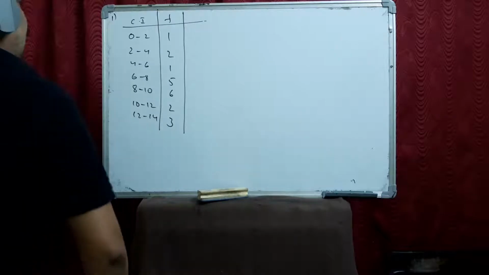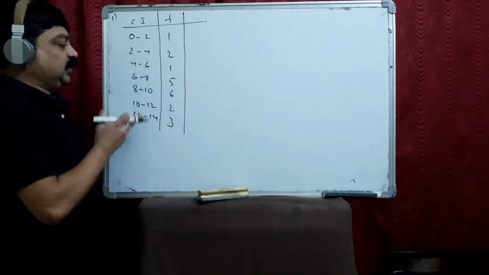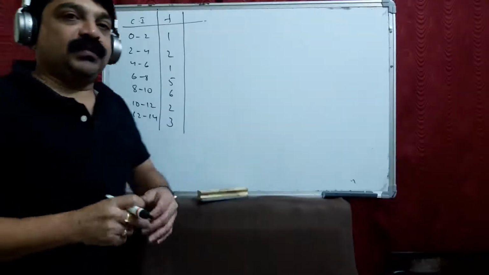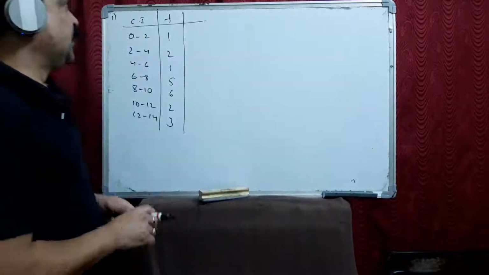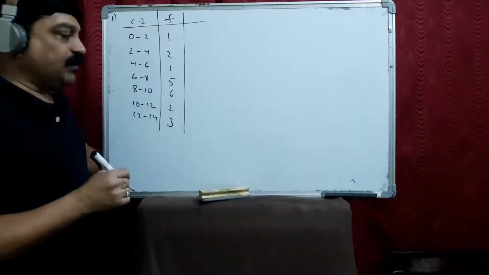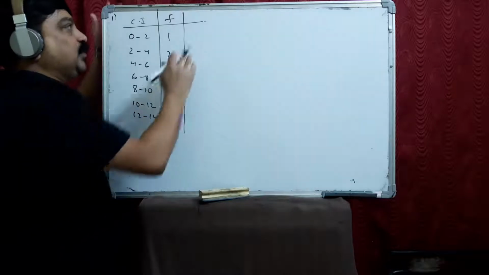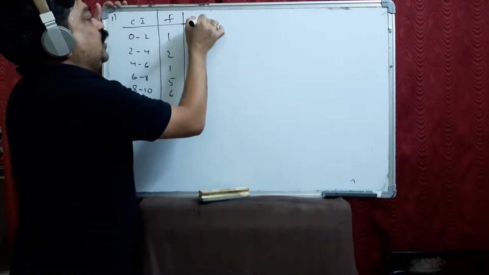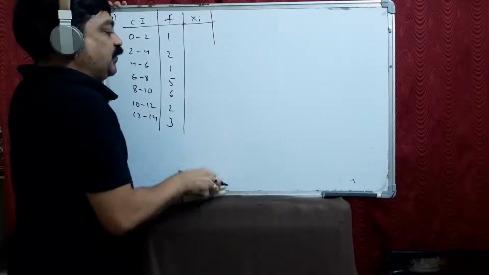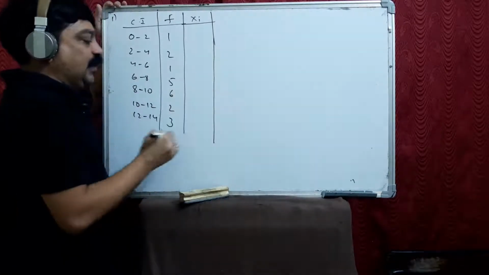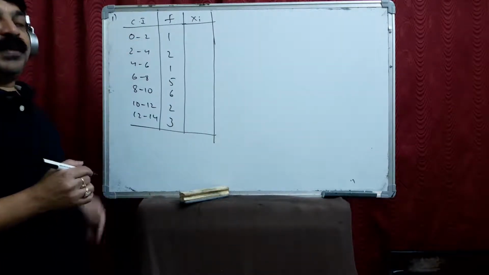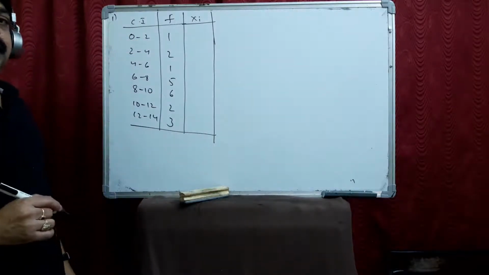See problem 1. The values are very simple so that you can understand all the terms we use in the formula. See, this is frequency, and class interval is given. For every problem where the class intervals are available, we need to find the value of xi. Xi is nothing but the mid value of the class intervals. Mid value means lower limit plus upper limit by 2.